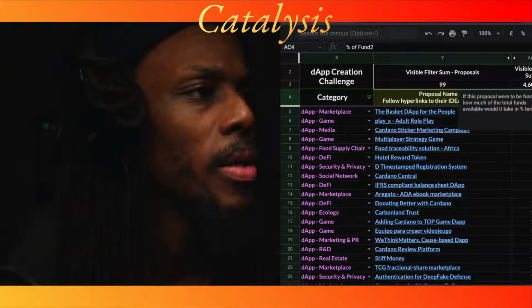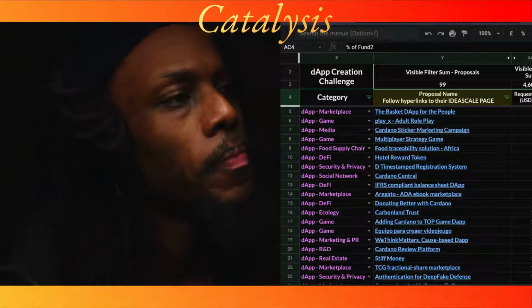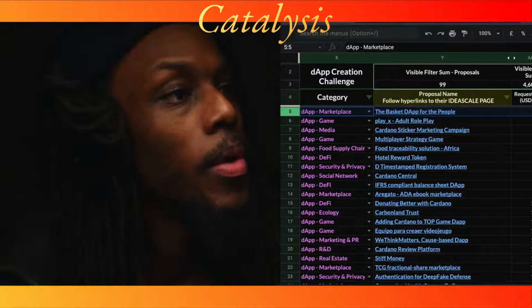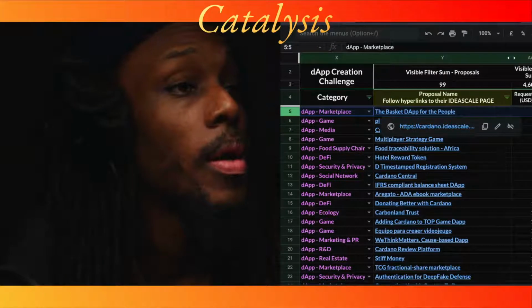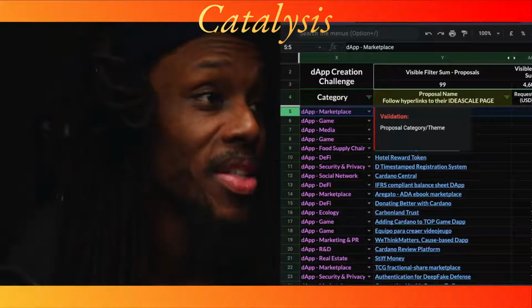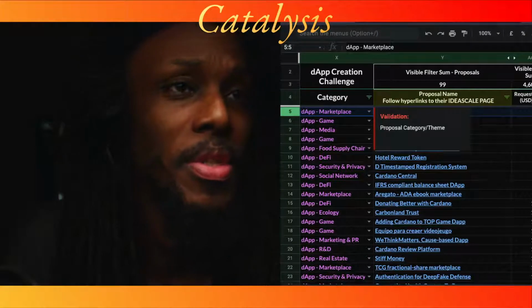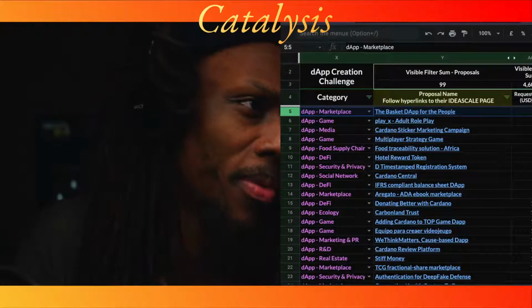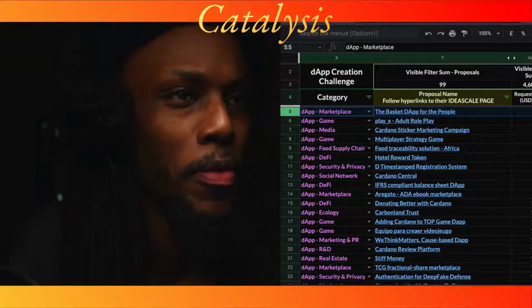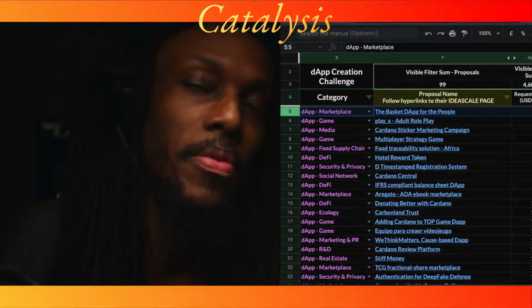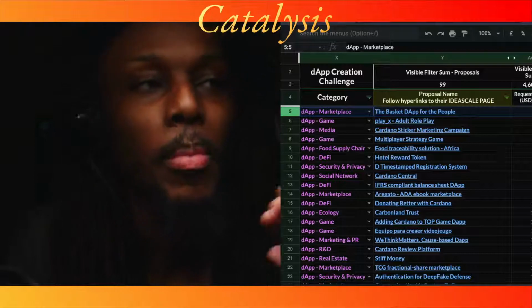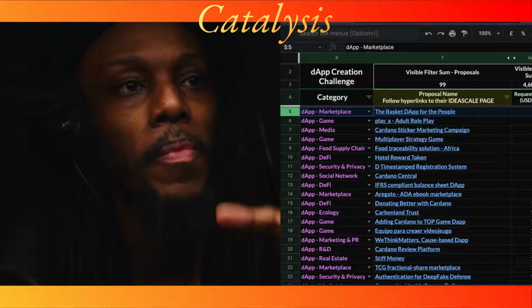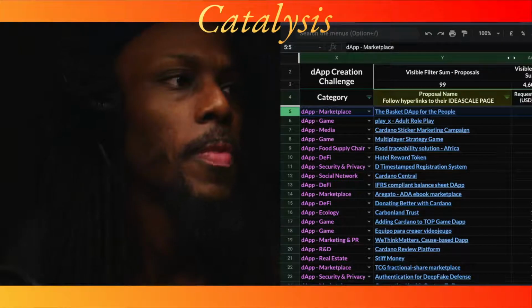So let's order them. Okay, it's gone from small to big. Right, so right here we have a proposal which is requesting $1, at 0.00% of the fund, of the total 500k. Well, no, actually, technically, I believe for decentralized applications, it's half, so it's half of the 500k, so it's 250.